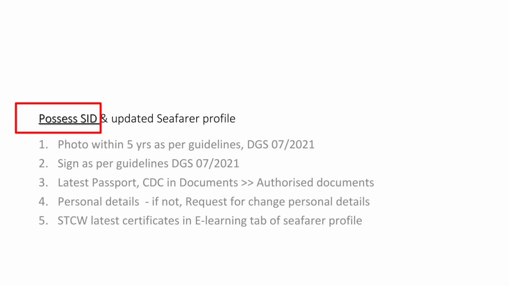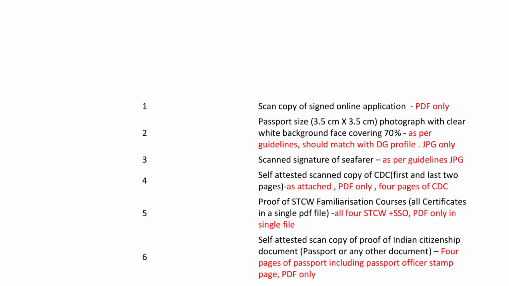Okay gents, we have discussed now all the things: photos, sign, latest passport, CDC, personal details, STCW latest certificates. Now we are good to go to apply for new CDC if all things are checked. Still, there are few precautions while you are submitting document for your CDC application. First thing is they will ask for a scan copy of signed online application. You should sign it and then convert to PDF before uploading.